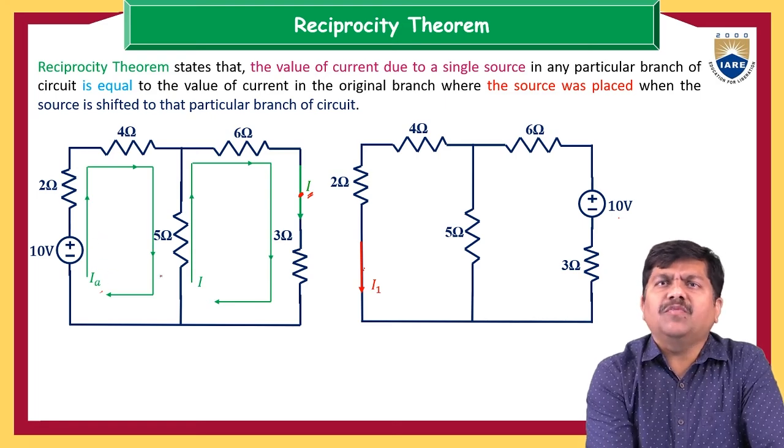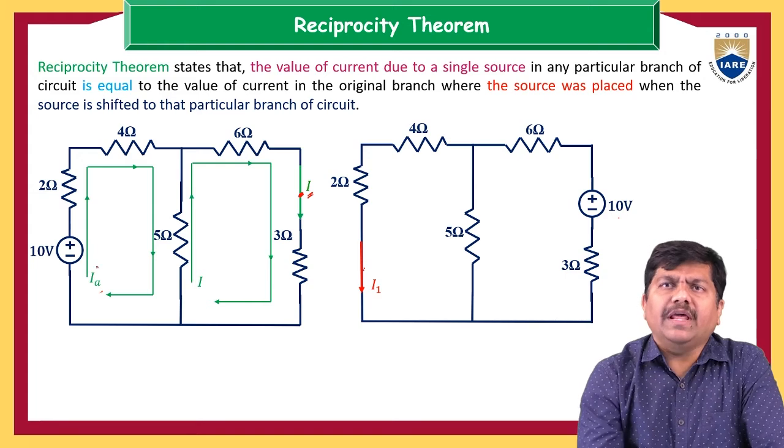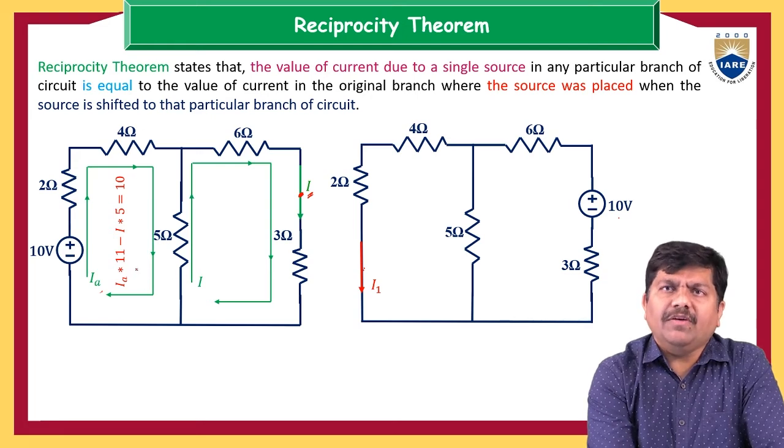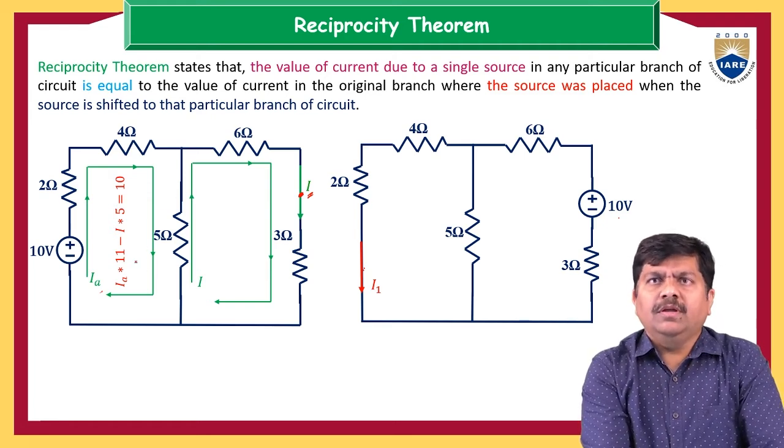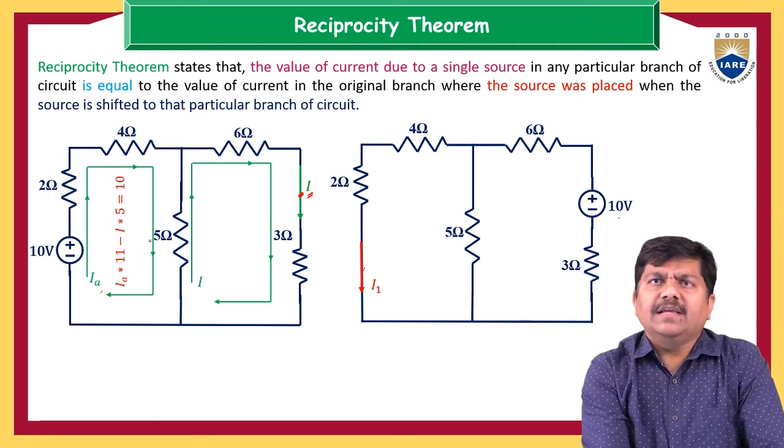So the sum of these voltage drops is equal to 10 volts. Simplifying that voltage balance equation, that could be IA into 11 minus 5 times I, which equals the input voltage source, that is 10 volts. So 11 IA minus 5 I is equal to 10.